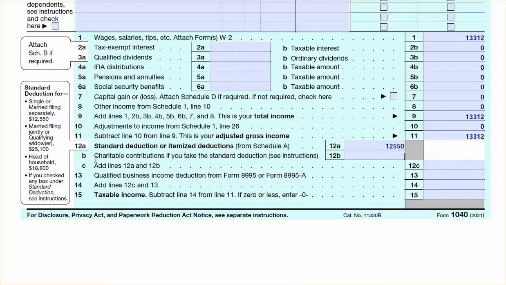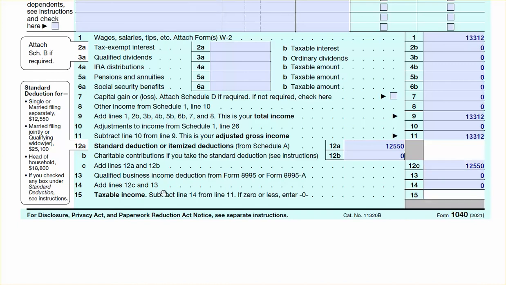In some cases, you might also be able to deduct contributions to different charities. For this person, we're going to assume 0. This means our total deductions for line 12C is $12,550. This person had no business deductions.